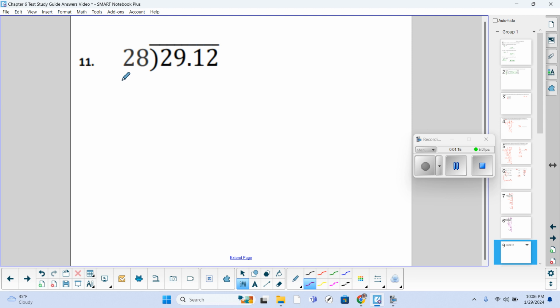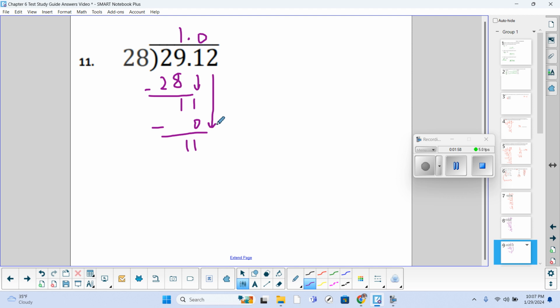For number 11, how many times does 28 go into 29.12? Well, we would put the decimal right there. 28 does not go into 2, but it does go into 29 one time. 1 times 28 is 28. My remainder is 1. I bring down this 1 right here. How many times does 28 go into 11? It does not, so we're going to put in a 0 there. 0 times 28 is 0. 11 minus 0 is 11.